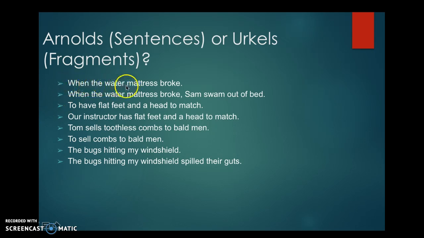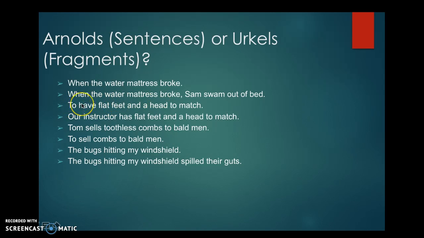So in this first sentence, "when the water mattress broke," we want to know, well, what happened? What happened when the water mattress broke? It seems as if it's incomplete. It has a subject, it's talking about the mattress, and it says what it did, it broke, but we're missing something. We're missing that complete thought. So to make it an Arnold, to make it a sentence, we take this Urkel, this fragment, "when the water mattress broke," and we add something to it. "Sam swam out of bed." That completes the sentence, makes it a complete thought, tells us what happens when the mattress broke.